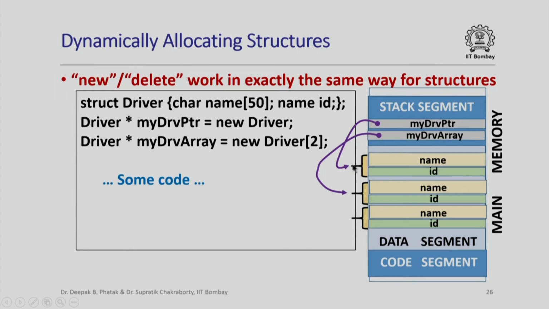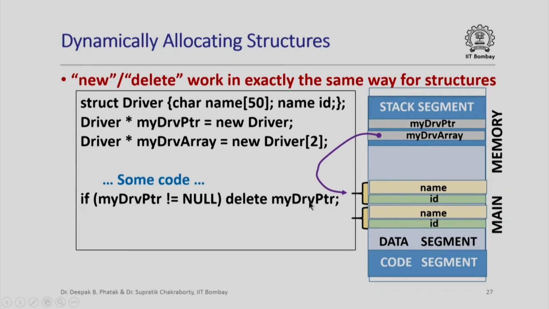So my DRV pointer will basically be pointing to that space for an object of type driver allocated on the heap. Similarly, when I execute this statement, space for 2 objects of type driver is allocated on the heap, and the address of the first of these objects is returned and stored in my DRV array. So my DRV array points to the first of these 2 array elements allocated on the heap.